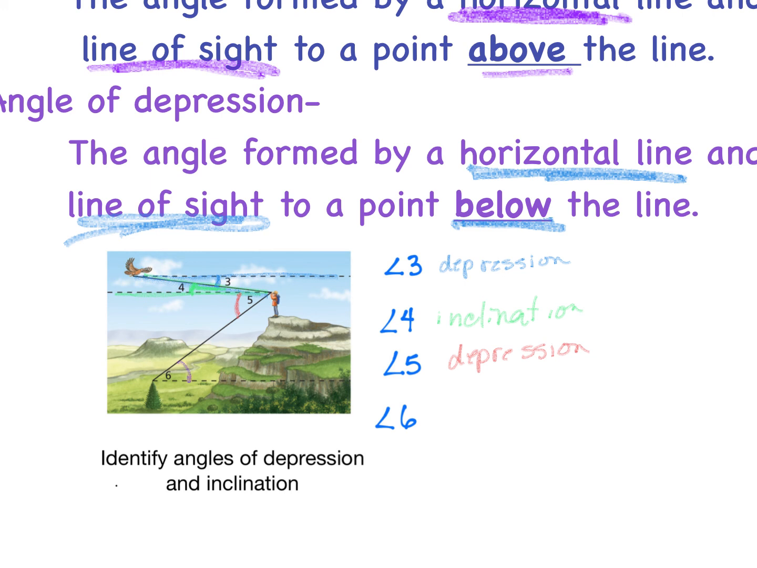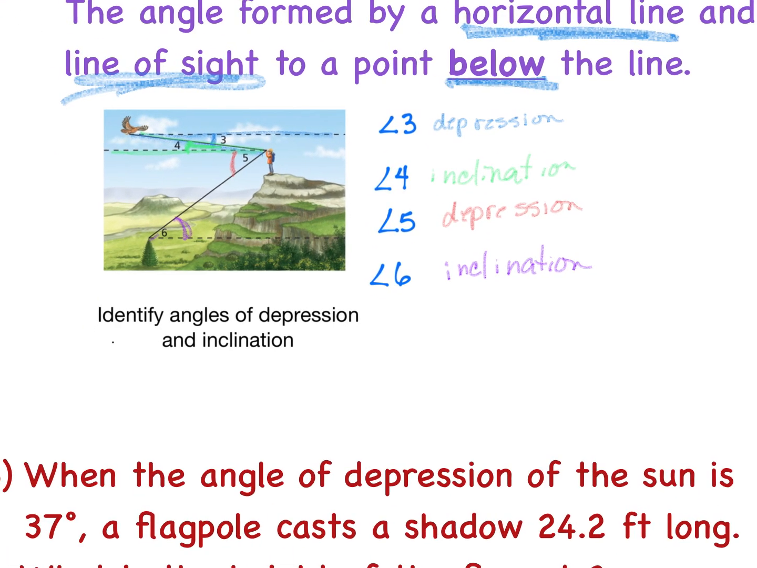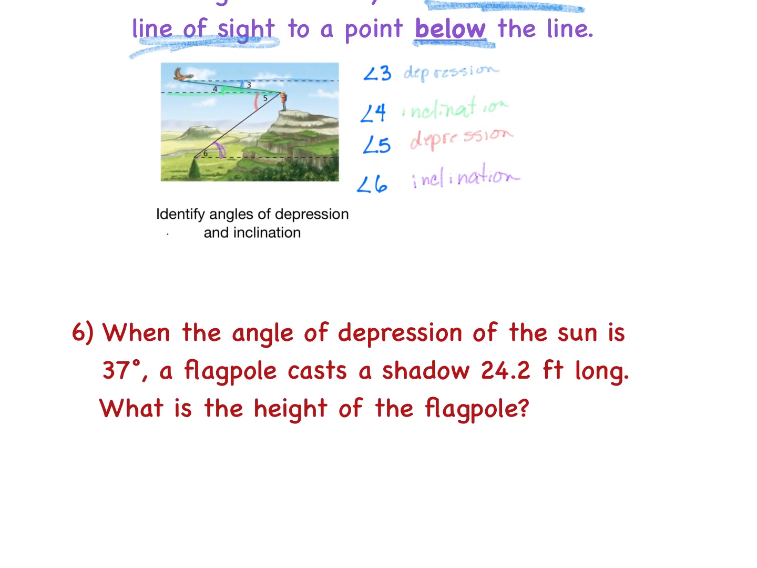And then we have this angle 6, which would be something in the top of that tree looking up at the man. So that would be an angle of inclination. Basically, incline is up, depression is down. But let's be careful, and let's take a look at some things.